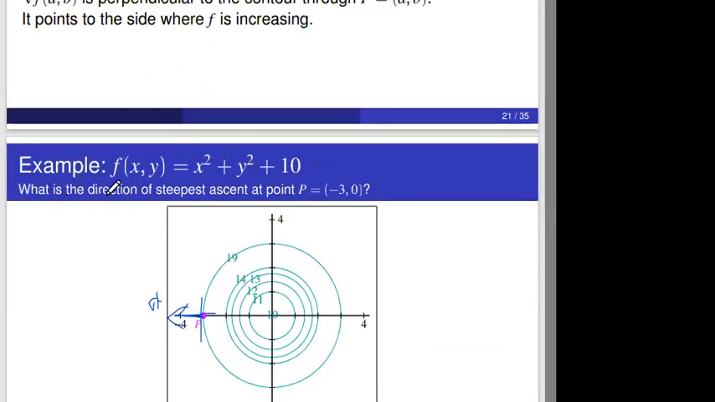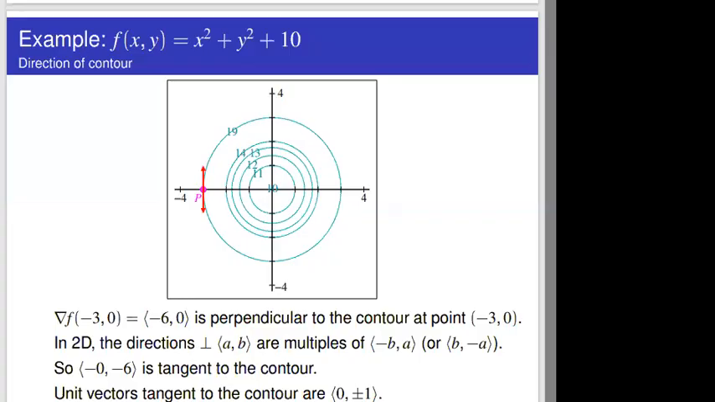So what is the direction of steepest ascent? Tell me the direction of steepest ascent. Hurry up. All right.